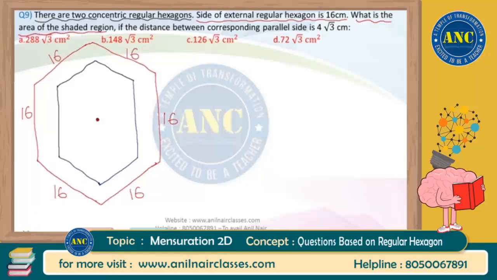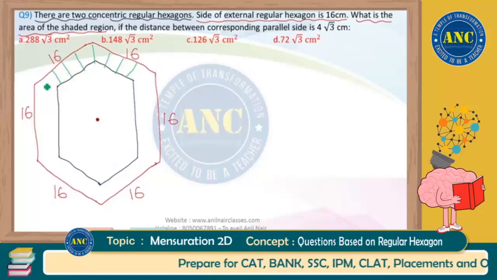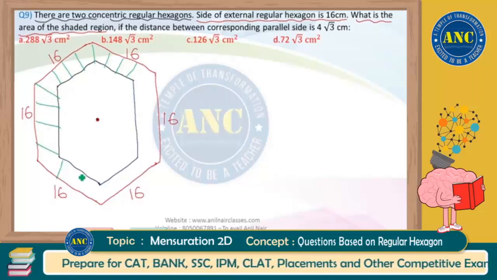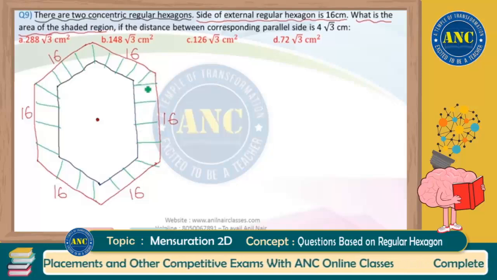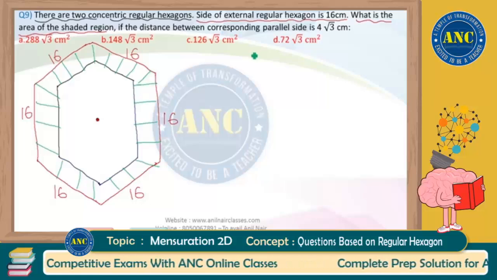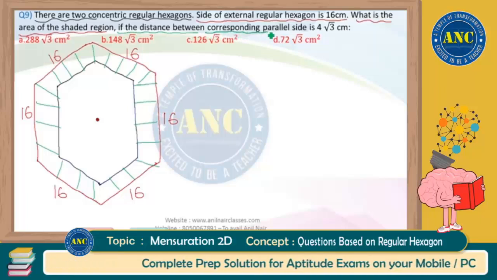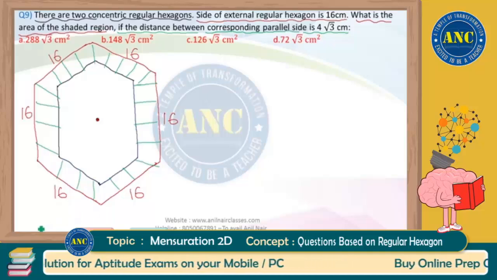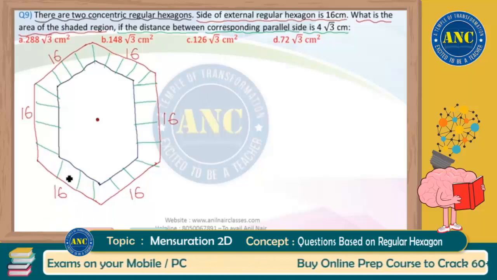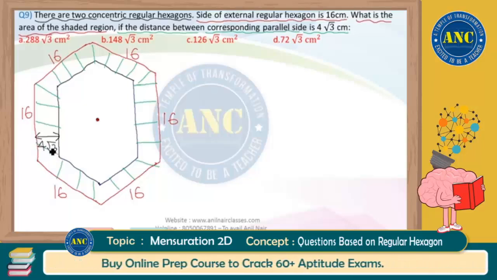Sir, where is the shaded region? That is what I told. I will write it, nothing to worry about it. So shaded region is nothing but this particular region, right? This particular region is the entire region. The boundary between the two regular hexagons is nothing but the shaded region, which is actually given in the question, right? What is the area of the shaded region, if the distance between corresponding parallel sides is 4 root 3 centimeter. That means they are saying that the distance between this corresponding parallel side is given in the question as 4 root 3 centimeter.